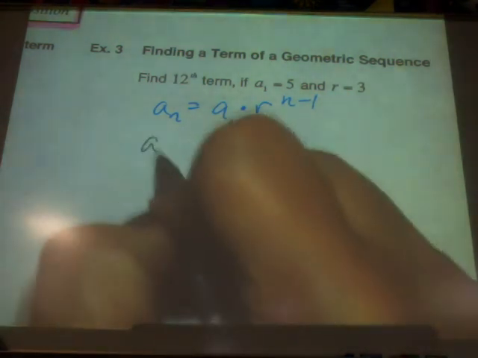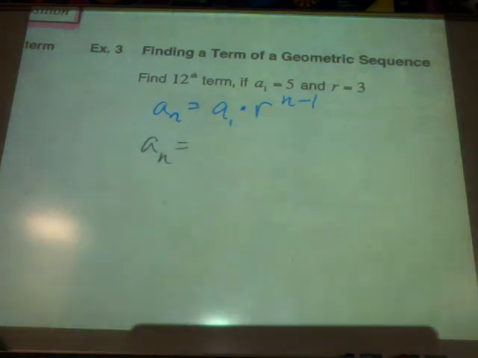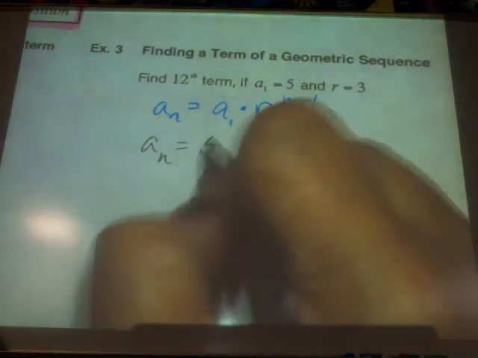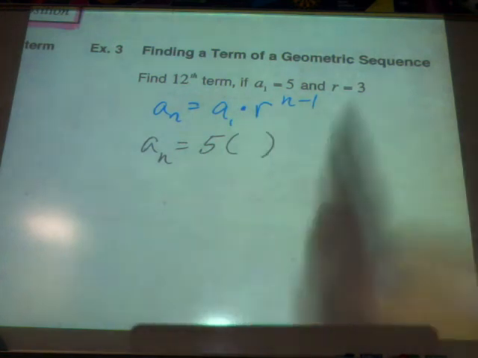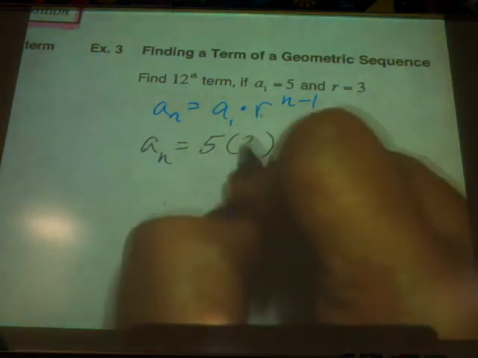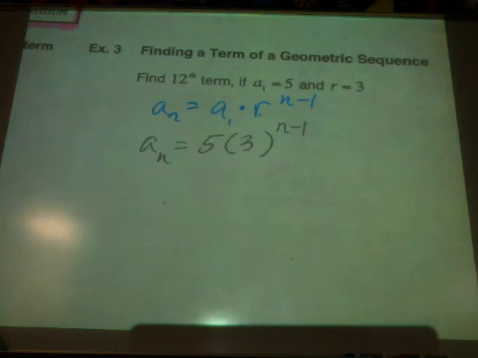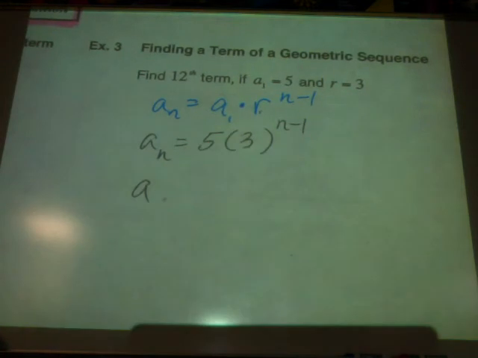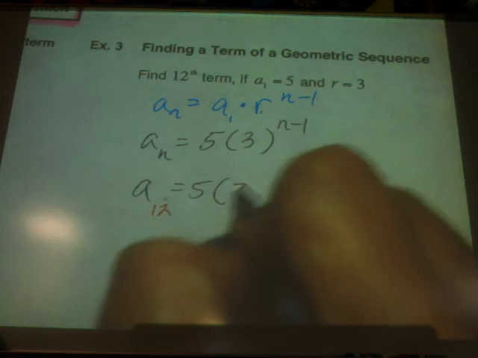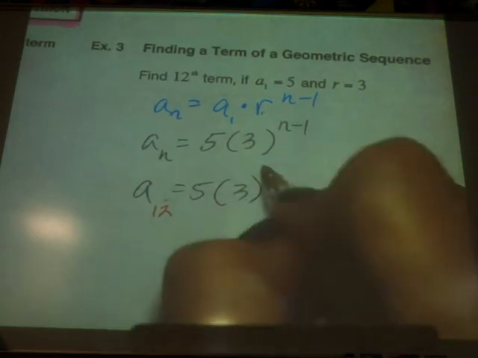So a sub n is equal to a sub 1 is 5. I'm going to use parentheses. My r is 3 to the n minus 1. So there's my general formula. I didn't have to do any math for it. I just had to know the formula and plug it in. So then I'm going to find the 12th term. So n becomes 12. So a sub 12 equals 5 parentheses 3 to the 12 minus 1.